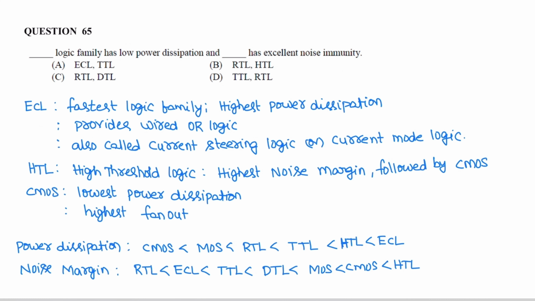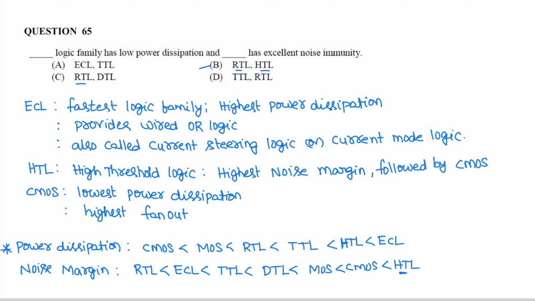Next question. Dash logic family has low power dissipation and dash logic family has excellent noise immunity. Low power dissipation is for CMOS, followed by MOS and then RTL. So this is the power dissipation sequence in ascending order. CMOS is having the lowest, but there is no CMOS in the options, and then MOS is having lower power dissipation, no option, then it is RTL. And the dash logic family with excellent noise margin is HTL. HTL and RTL are the answers. So the correct option is B.